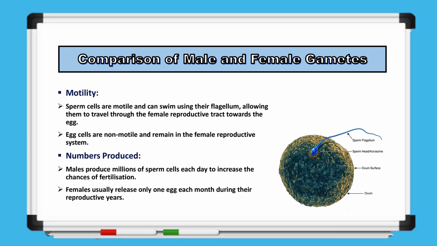In terms of motility, sperm cells are able to move. They swim using their flagellum, which allows them to travel through the female reproductive tract toward the egg. On the other hand, egg cells are non-motile and remain within the female reproductive system. When it comes to numbers produced, males produce millions of sperm cells every day to increase the chances of fertilization. Females usually release only one egg each month during their reproductive years. This comparison clearly shows how both gametes are structurally and functionally adapted for their specific roles in reproduction.